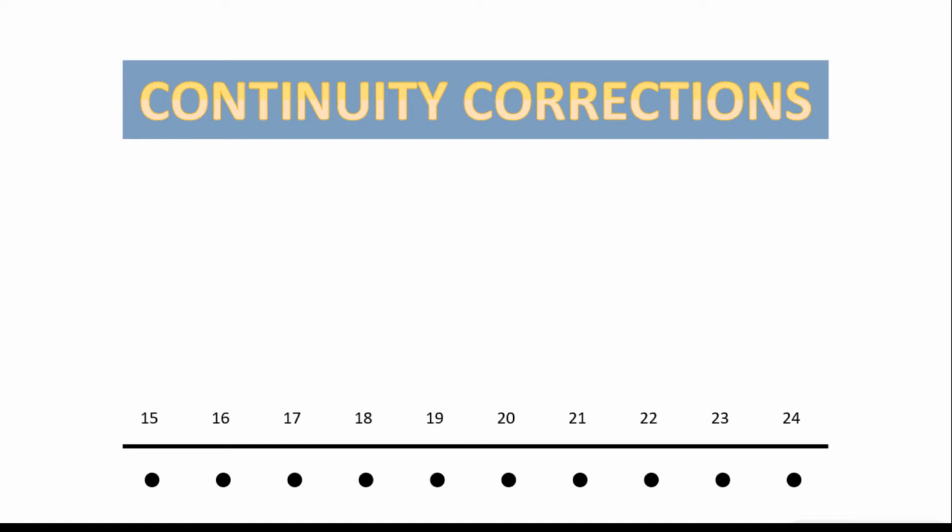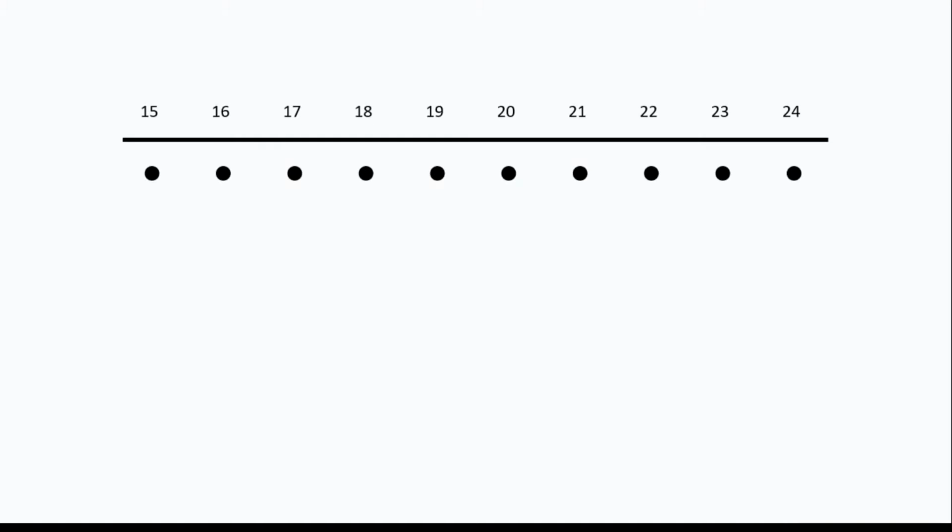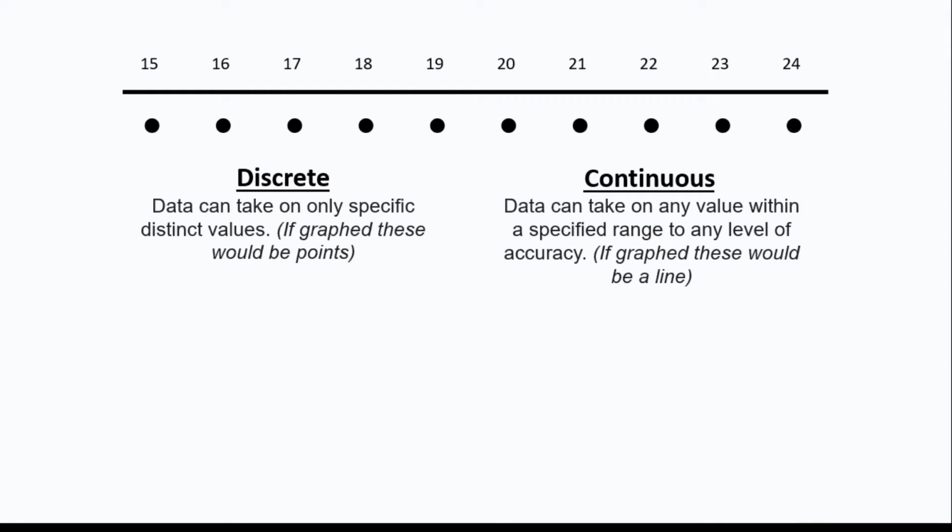So I just want to spend a little bit of time going through the need and use of a continuity correction. Whenever we approximate from a discrete distribution into a continuous distribution, we need to apply a continuity correction. If you remember, a discrete distribution only takes specific distinct values, whereas a continuous distribution can take any value within the specified range. So, with a discrete distribution, there are gaps between each value. But a continuous distribution, there are no gaps.